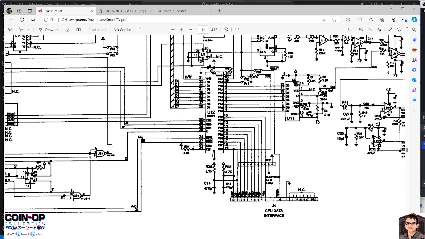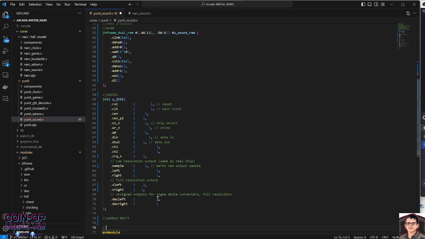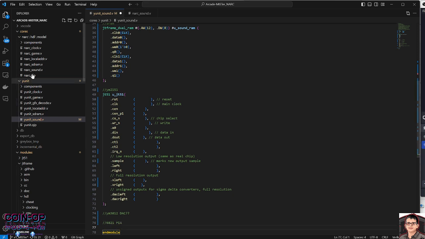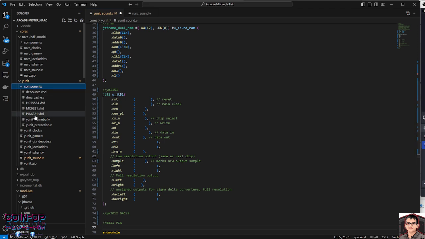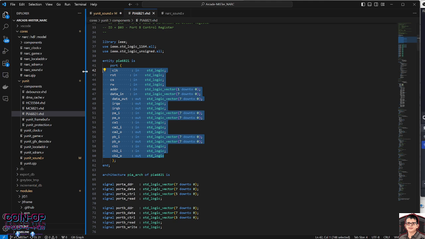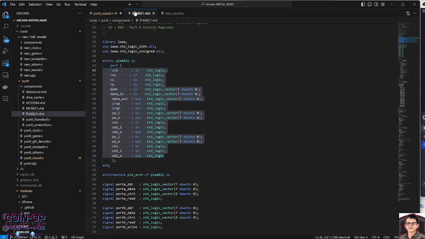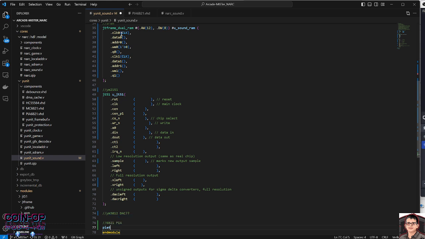Okay, so we do have an IP for that, and I did note that in my initial assessment of the board. So I'm going to add that right over here. 6821 PIA. And the 6821 PIA is going to be in components, and here's your PIA 6821. So these are the ports. I don't know how this is going to turn out just yet, but I'll figure it out. U6821 PIA.